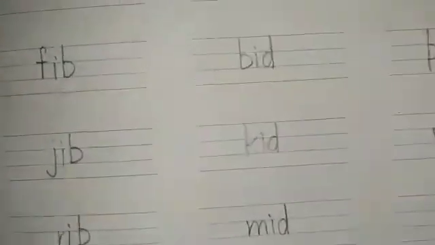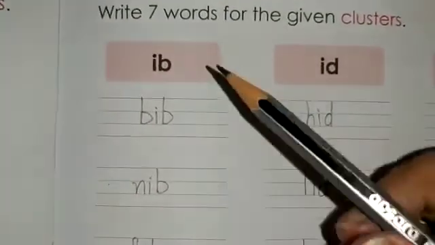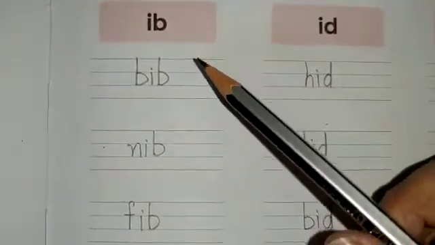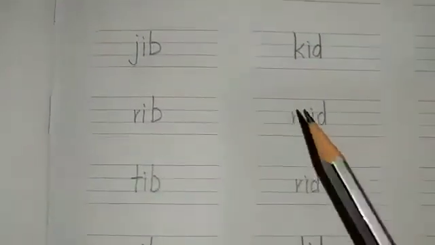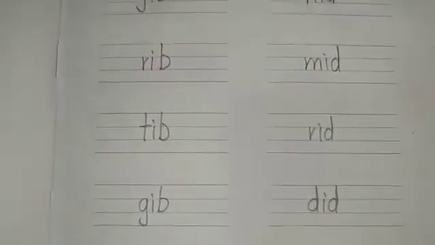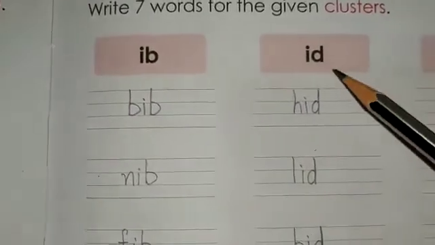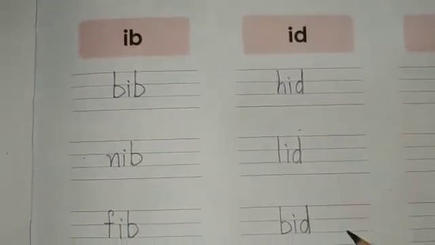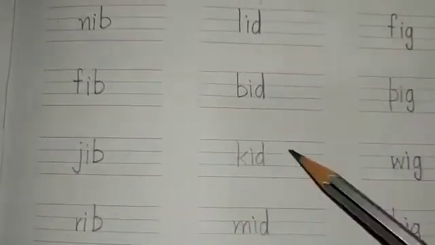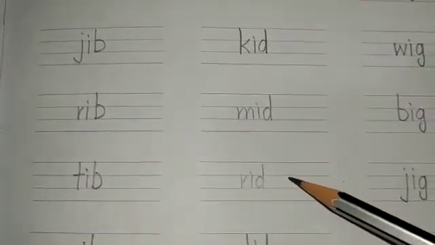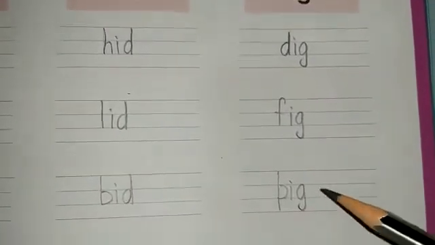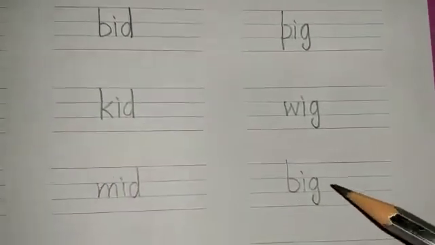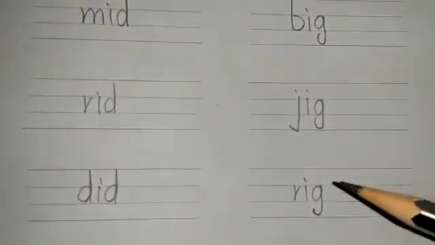So these are the words. Let's quickly revise them. IB words: bib, nib, fib, jib, rib, tib, gib. Then ID clusters: hid, lid, bid, kid, mid, rid and did. And the last one, IG clusters: dig, fig, pig, wig, big, jig and rig.